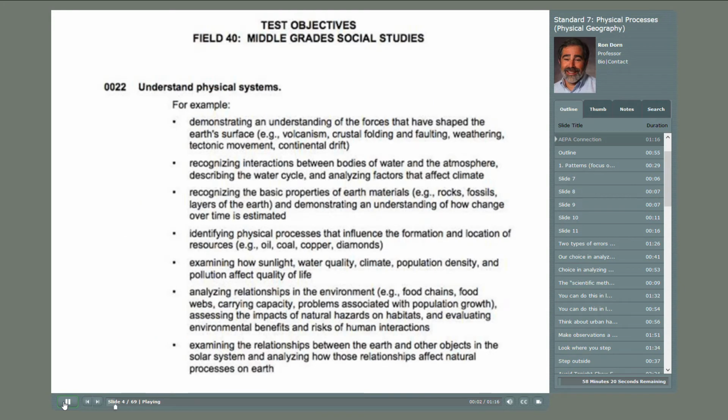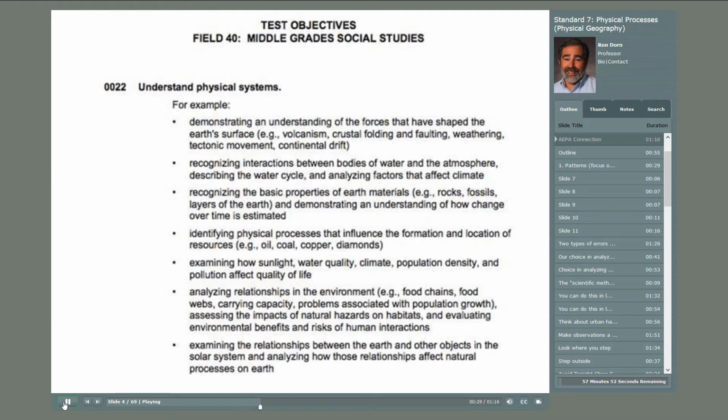This particular presentation relates to these test objectives. I suggest that you pause the presentation, look them over, and then perhaps even when you're done with the entire presentation, come back to these objectives and look at what you've learned and how you changed your examination of looking at the physical systems from the perspective of these objectives and then the broader college level material presented here.